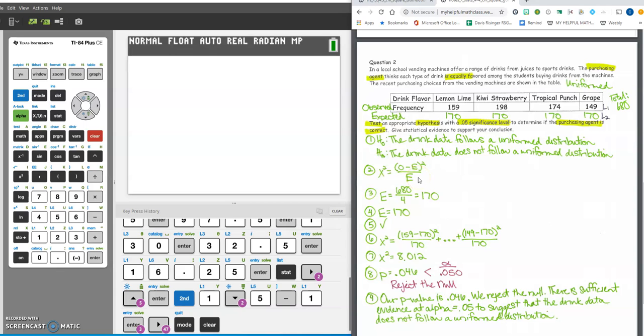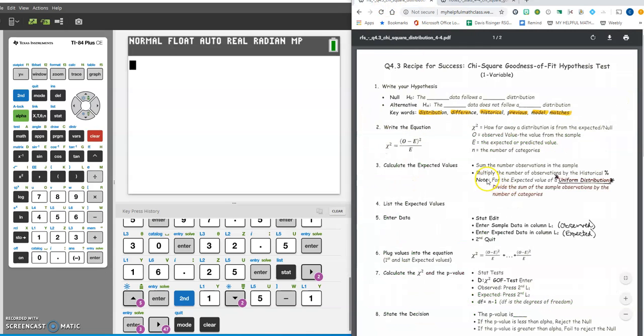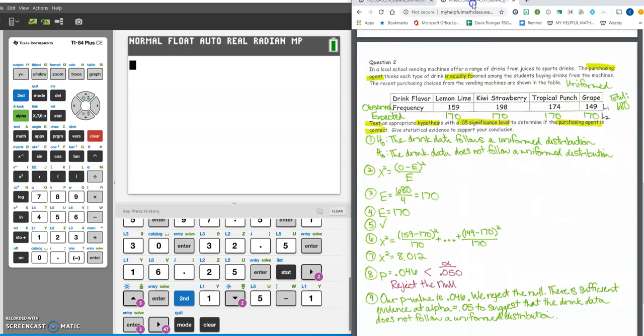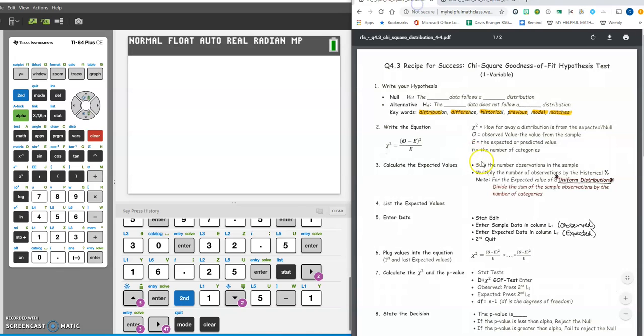Now notice in step 3 it says to calculate the expected values. To calculate the expected values, we're going to take the sum of the number of observations in the sample. In this case, we are adding together 159, 198, 174, and 149. That gives us a total of 680. Notice I've written expected equals 680 divided by, and that's the second step.